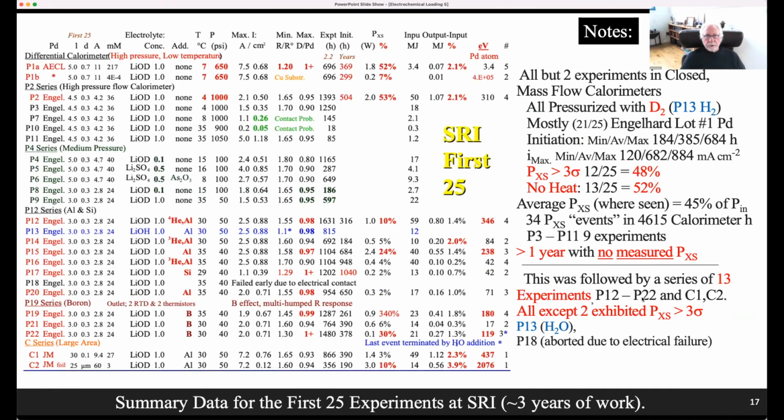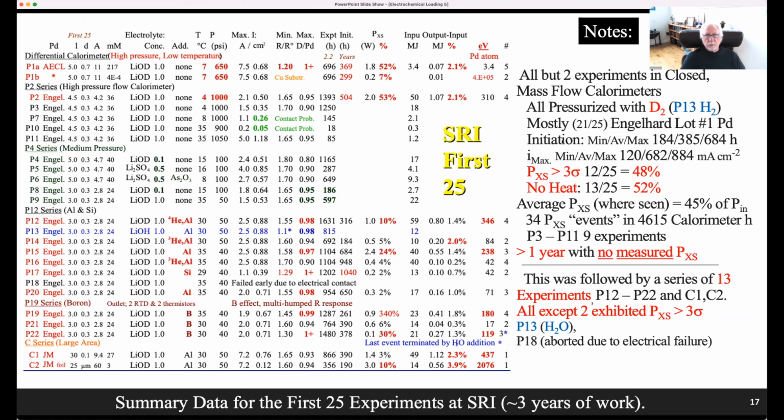I'll leave you with this to study at your leisure. I kept this chart beside me, pinned to the wall during all of my active experimental years. It's SRI's first 25 experiments. There's a huge amount of information on this chart. Those interested can inspect it at their leisure. It does repay close attention.